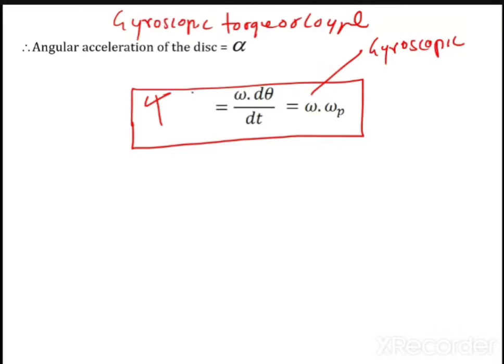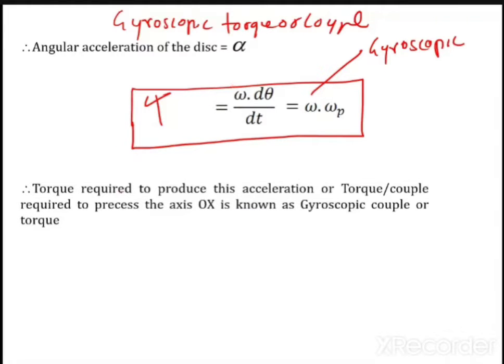So first of all, let us understand what is gyroscopic torque or a couple. Okay. The torque required to produce this acceleration. Which acceleration? Gyroscopic acceleration. The torque required to produce this gyroscopic acceleration.